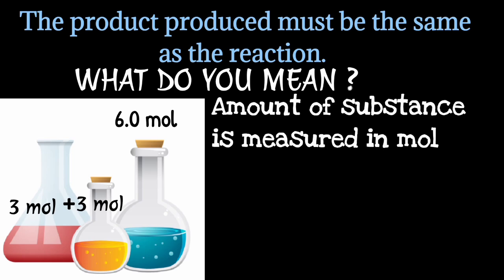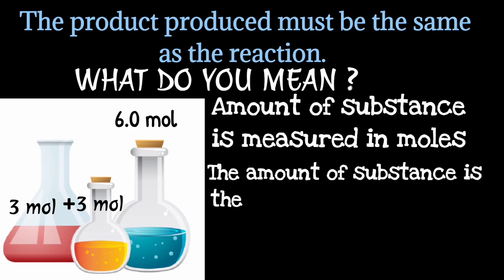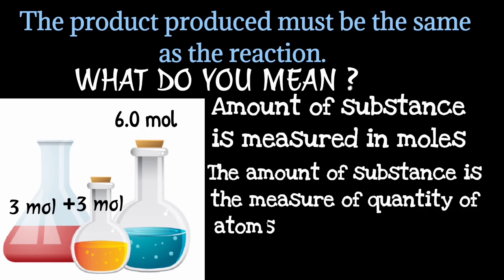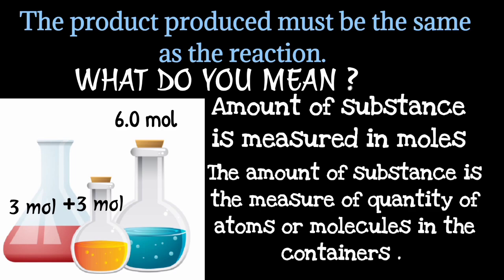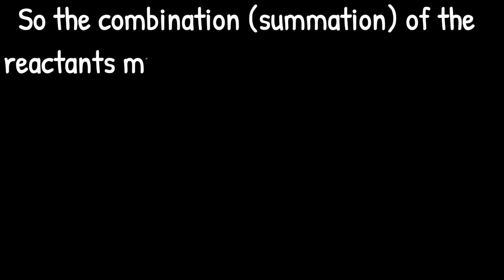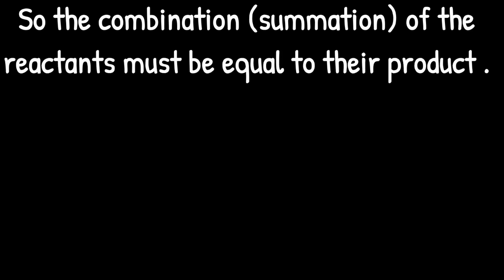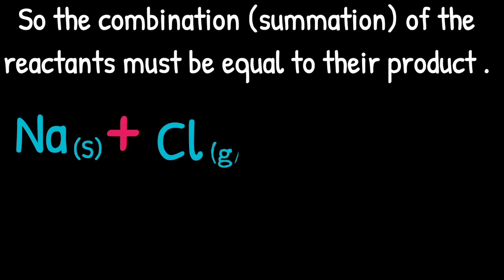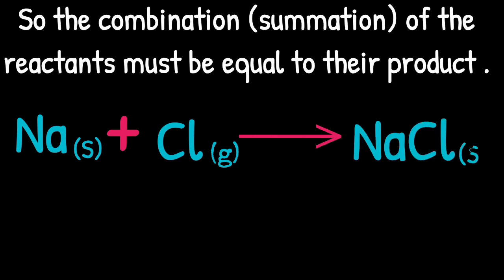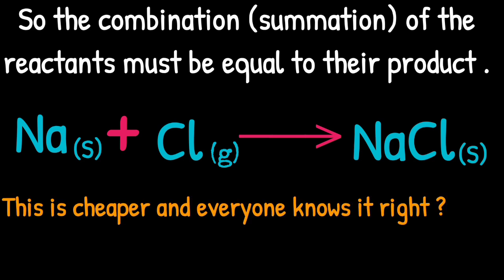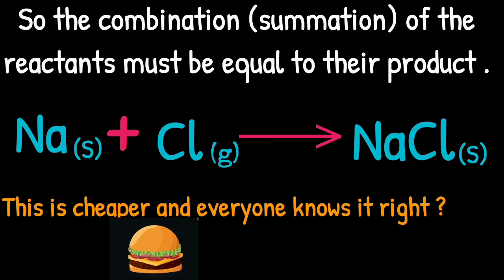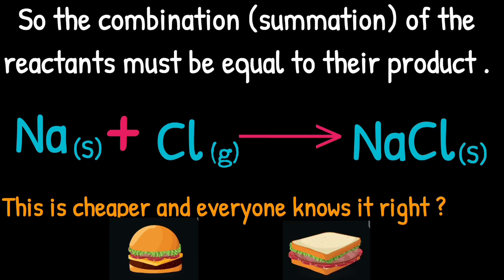The amount of substance is measured in moles. The amount of substance is the measure of the quantity of atoms or molecules in the container. That's the amount of substance. So the summation of the reactants must be equal to their products. The summation of the reaction, solid sodium plus chlorine gas, must be equated to their product, and they react together to form solid sodium chloride. This is cheap, right? And everyone knows it. This is very, very cheap. Sodium chloride.